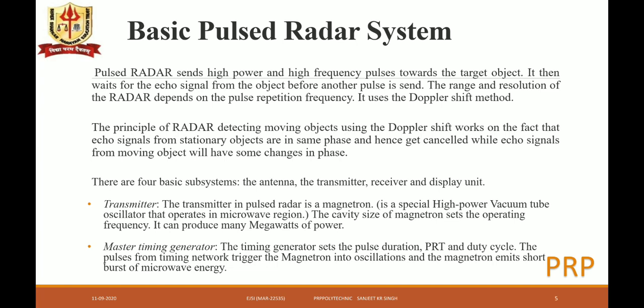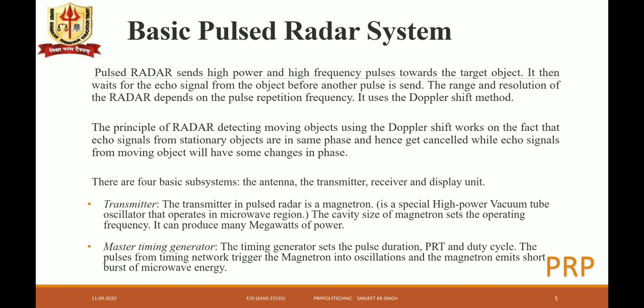Actually in a magnetron, the cavity size determines the operating frequency, and a magnetron can generate megawatts of power. It can generate 10 megawatt at UHF frequency. It can generate 10 kilowatt at frequency say 180 gigahertz.